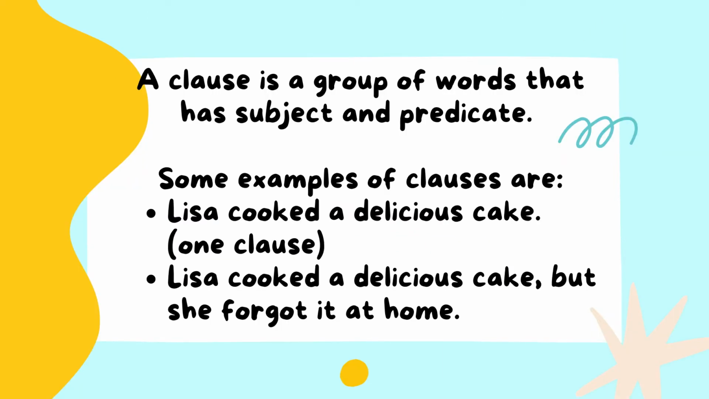First of all, a clause is a part of a sentence. A clause is a group of words that has a subject and predicate. Every complete sentence is made up of one or more clauses. Some examples of clauses are: Lisa cooked a delicious cake. This sentence has only one clause. And: Lisa cooked a delicious cake, but she forgot it at home. This sentence has two clauses.